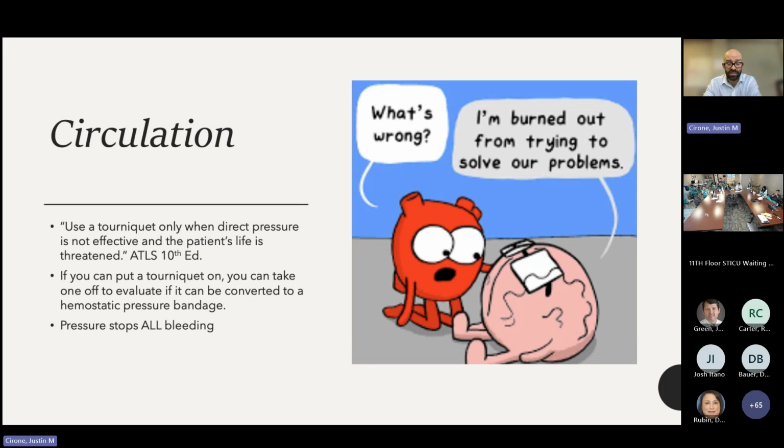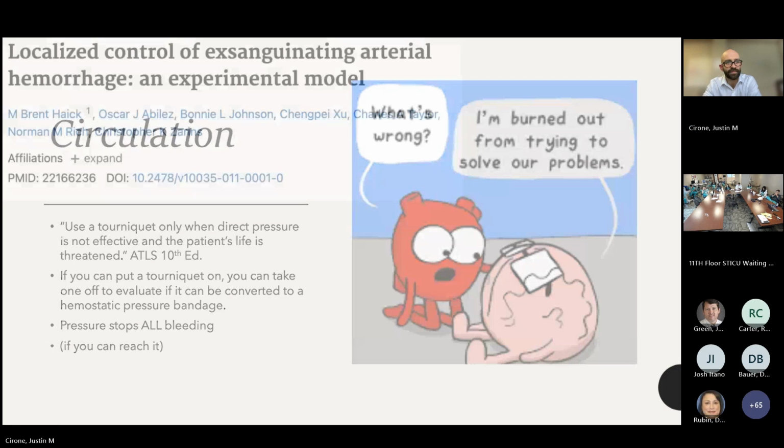And remember that pressure stops all bleeding, 100% of bleeding. Some of it you can't access from the outside, which is when you need the surgeon to make an incision, but all bleeding stops with pressure. I can verify that myself as a fact. You just need to know where to push and how to get there, if you can reach it.